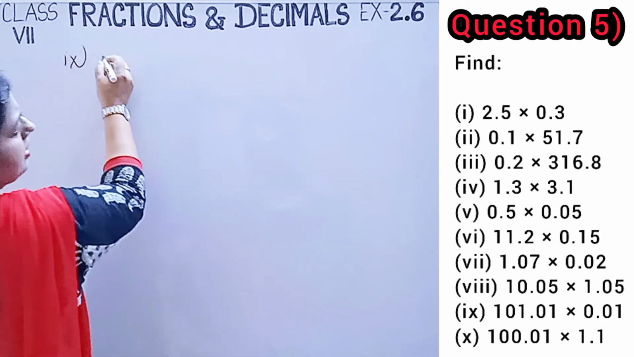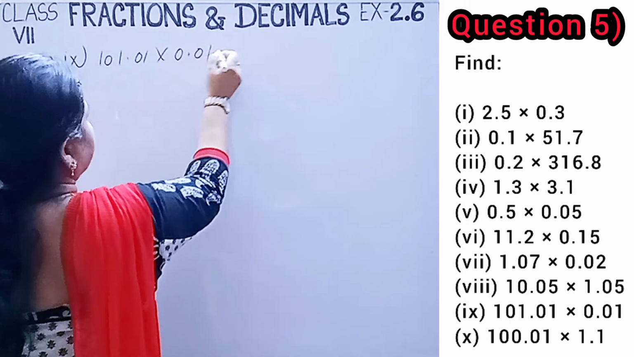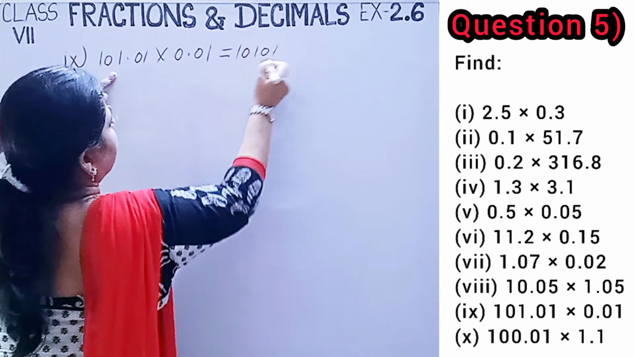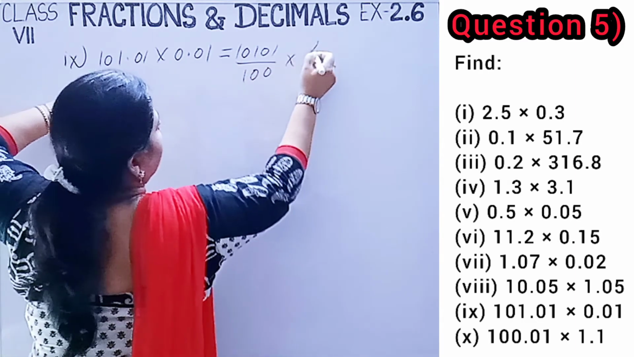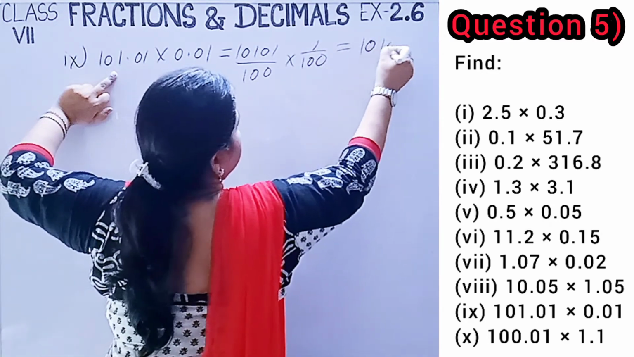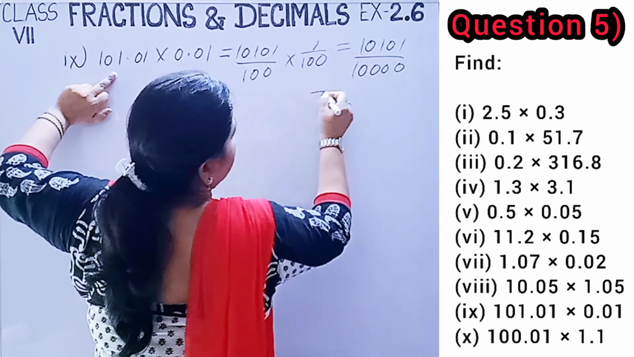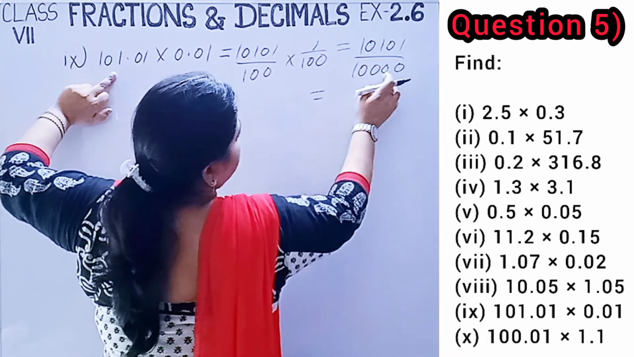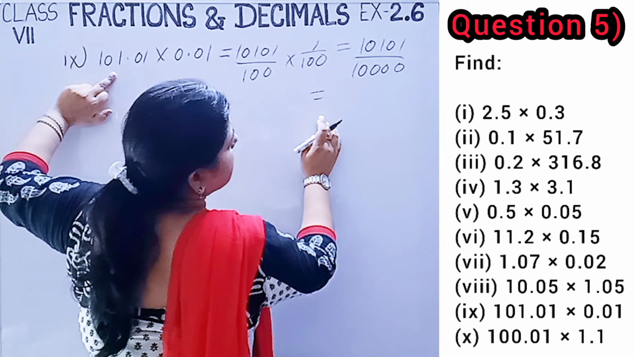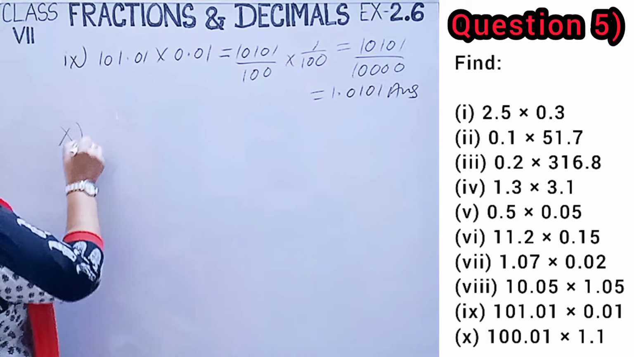Ninth part, 101.01 into 0.01. So here 2 digits after the decimal, it means 10101 upon 100, and here 1 upon 100. After multiplying with 1, we get 10101 upon 10,000. So we have to convert in decimal now. So 1, 2, 3, 4 and we have 1, 2, 3, 4. It means the answer is 1.0101. Answer.